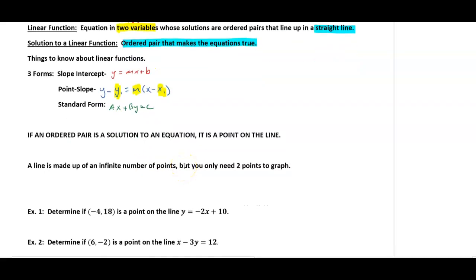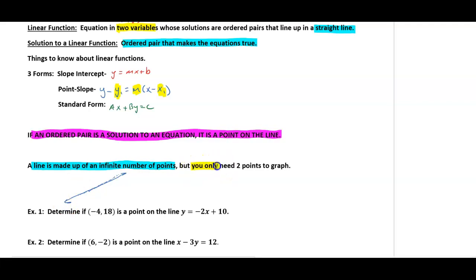Okay, now, a couple of things before we go on. Number one is to really understand if an ordered pair is a solution to an equation, it is also a point on the line. Second is to know and understand that a line is made up of an infinite number of points. Meaning, if we plot every single solution to a linear function, there are so many solutions, and when you put them all together, they give you that straight line.